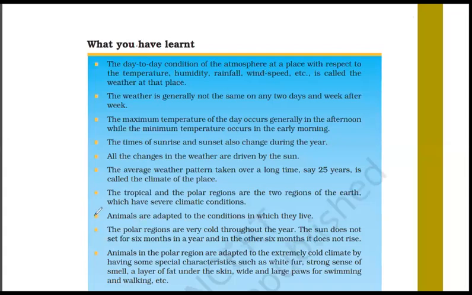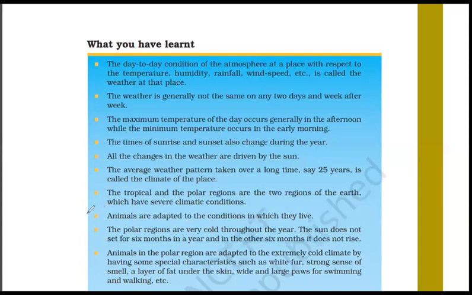Okay, so yeah, we were talking about the climate. What's the definition of climate? The average weather pattern taken over a long time is called your climate. So the keyword that you should remember: average weather pattern taken over a long period of time over a place is called your climate.